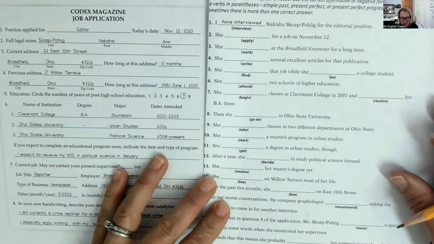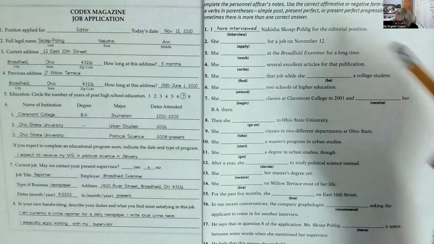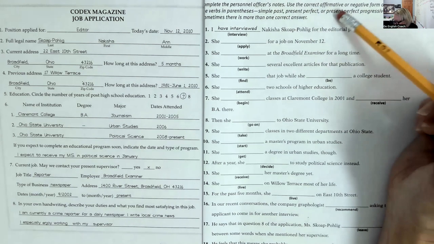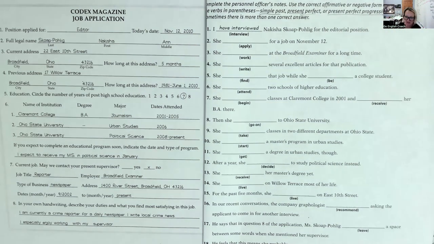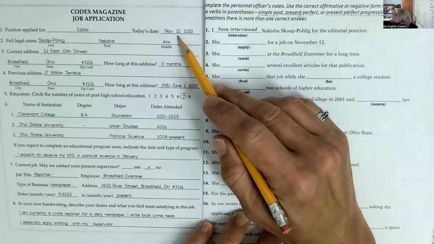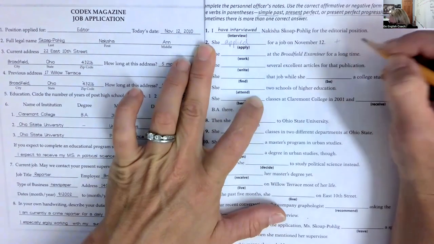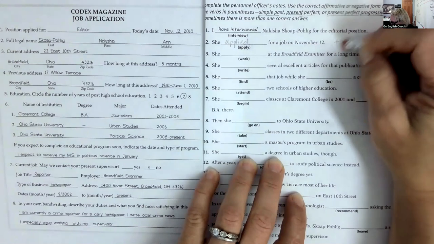Okay, so number one, we're just going to have to move it down when we get down to number 20. So it says, complete the personal officer's notes, and we're going to look back. It says, use the correct affirmative or negative form of the verbs in parentheses, and then the simple past, present perfect, or present perfect progressive. Sometimes there is more than one correct answer. So that's always a good thing to know. Okay, so number one, I have interviewed. So this is the person who is interviewing Nikisha. I have interviewed Nikisha Schopalig for the editorial position. She blank, the verb is apply for a job on November 20th. She applied. This is positive, so it's a positive past tense, okay? Simple past.